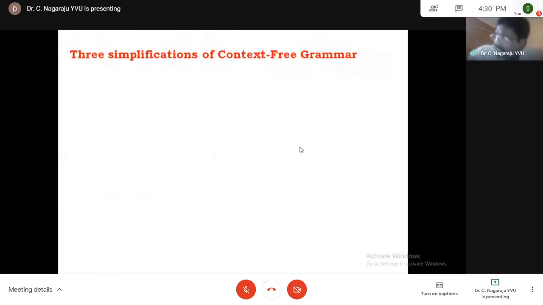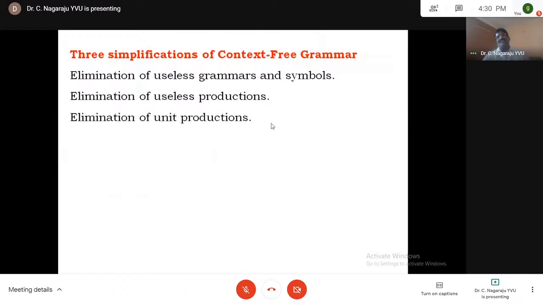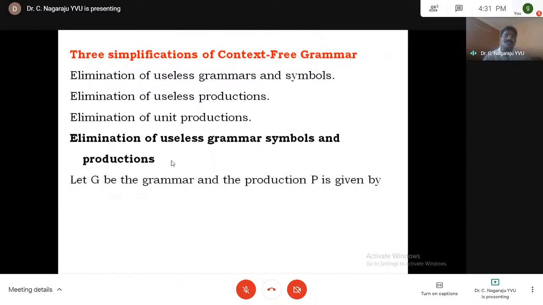If you want to create an efficient grammar, the next topic is context-free simplification: eliminate the useless grammars and symbols. The next topic is elimination of useless symbols in the productions, elimination of useless productions, and then elimination of unit productions. If you want to increase the execution speed, you have to reduce the number of productions. When you reduce the number of productions, it is very easy to construct the parse tree. So we eliminate ambiguity, left factoring, left recursion like this, and useless productions. But how do we identify them?